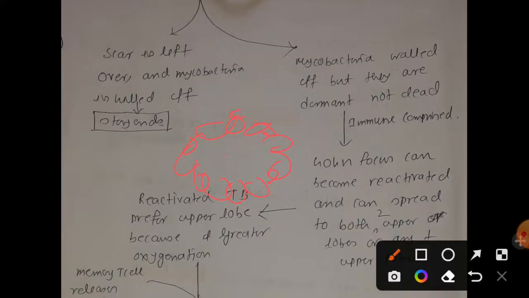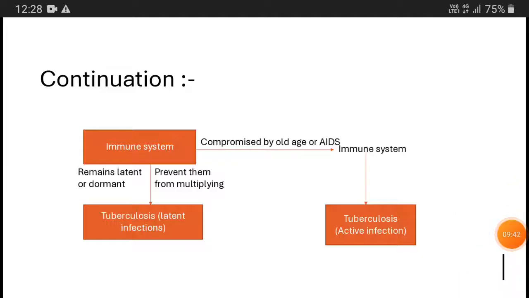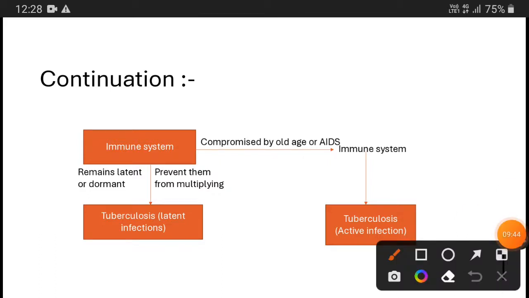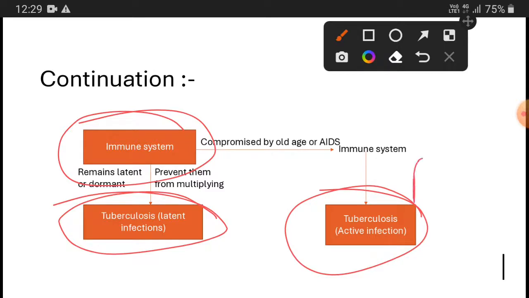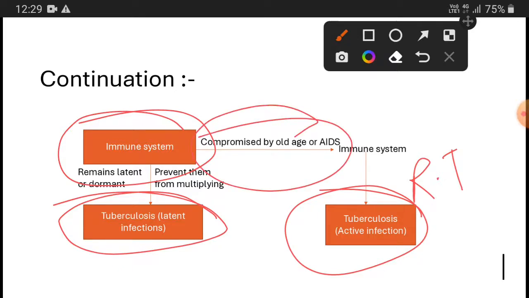Once our immune system gets compromised, that can be due to AIDS or aging, they become activated. The Ghon focus again becomes activated, and they try to spread to either one or both of the upper lobes of the lungs, and this is known as reactivated TB infection. I hope you remember this chart that I have discussed with you, that when the immune system gets compromised, the tuberculosis can become activated again, and this infection is known as reactivated TB infection. This is due to the compromise of the immune system.